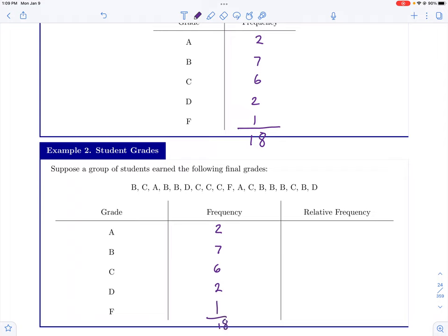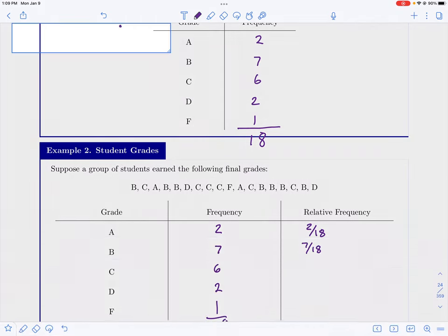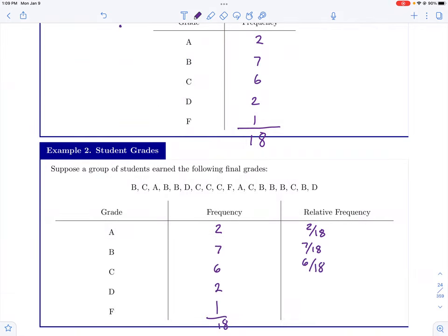Now to find our relative frequency, we take our frequency and divide it by the total number of people in the class altogether. For our number of A's, we're going to get 2 out of 18. For our number of B's, 7 out of 18. For our number of C's, 6 out of 18. Number of D's, 2 out of 18. And finally, our F's are going to be 1 out of 18.